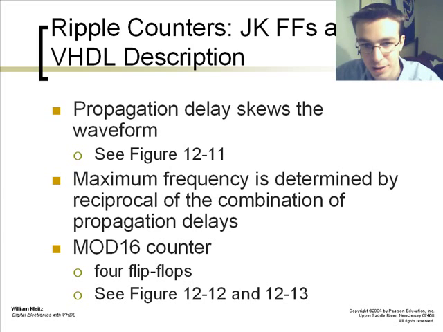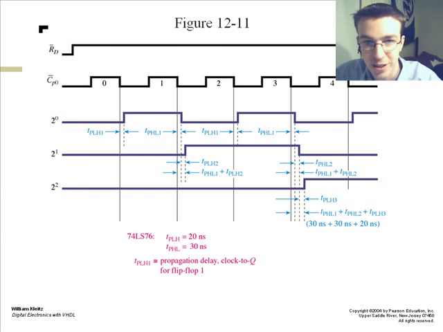Propagation delay skews the waveform sometimes, and this can be shown via figure 12-11. You have a small propagation delay that occurs between each of the different flip-flops. For instance, the first flip-flop, 2 to the 0, has a small propagation delay of about 20 nanoseconds before the second flip-flop, 2 to the 1, and the same thing with 2 to the 1 to 2 to the 2 when it switches over, because it has to take time to get through the flip-flop and set itself up for the output.